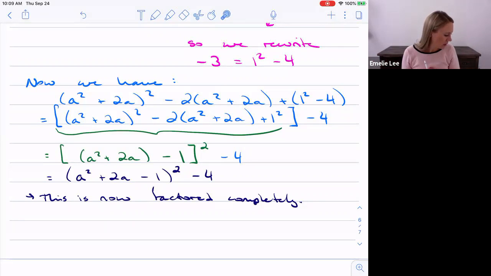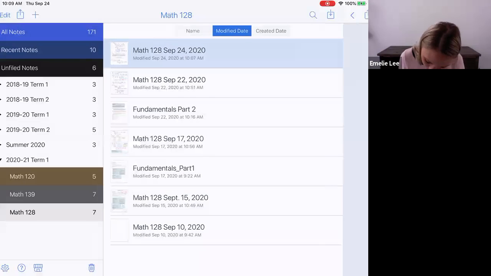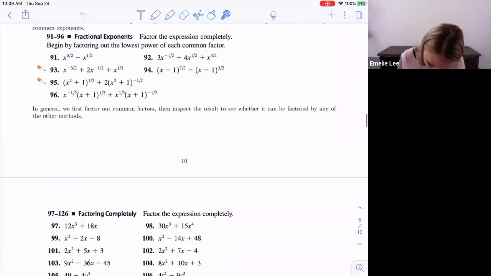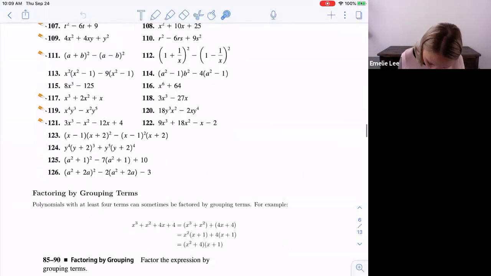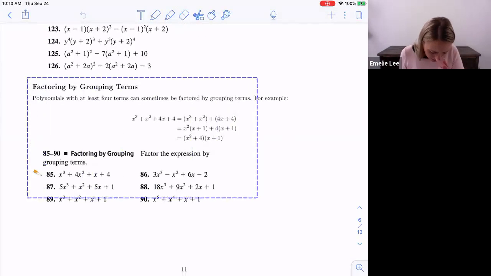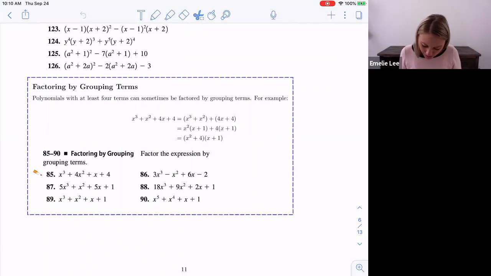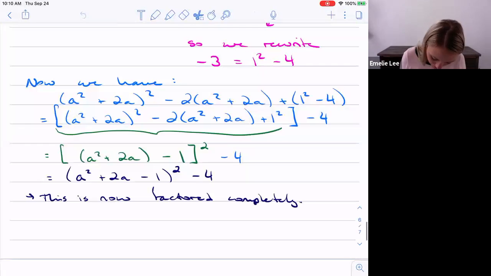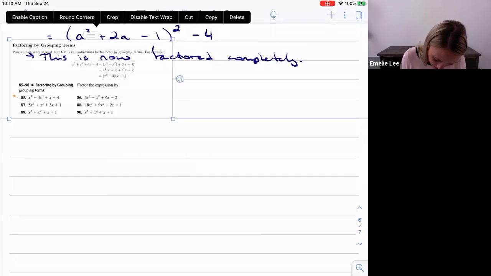Okay. Let's see here. We can also factor by grouping terms. It's a little bit easier, but let's just do one way easier than what we just did. I guess in a way it's similar to what we just did, but I feel like it's easier.